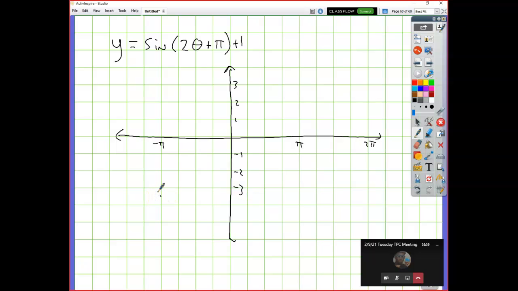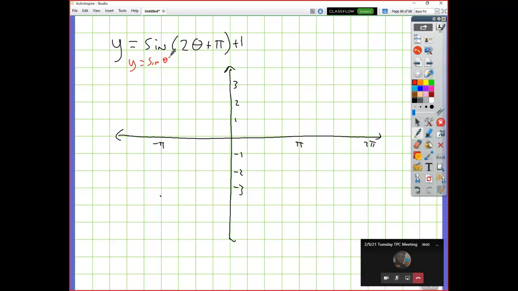So far, so good? All right. What's my parent function? It's not the 2 theta plus pi, although it looks like it, doesn't it? It's actually just sine theta. So the answer to that question is going to be sine or cosine, right? That's our basic graph we're graphing here.